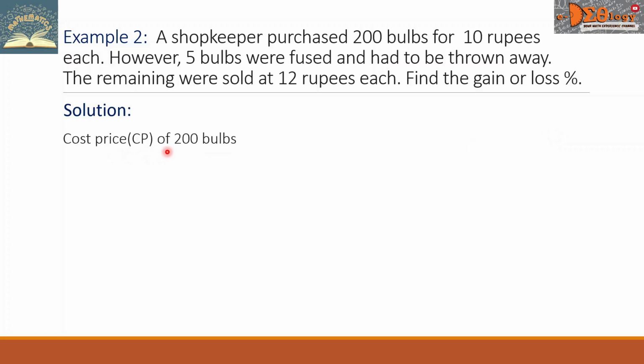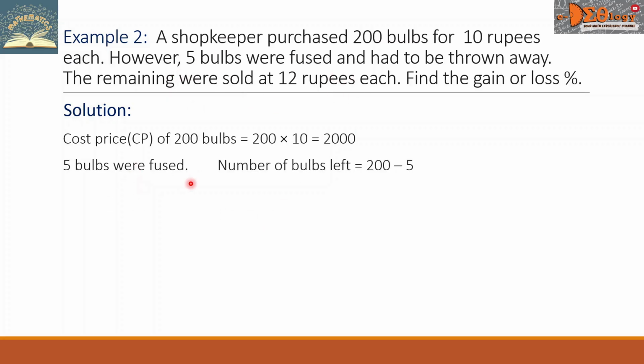The cost price of 200 bulbs, this is 200 times 10. So the cost price is 2,000. 5 bulbs were fused as per the problem, so these will be thrown away. That means the number of bulbs left is 200 minus 5. So that will be 195.